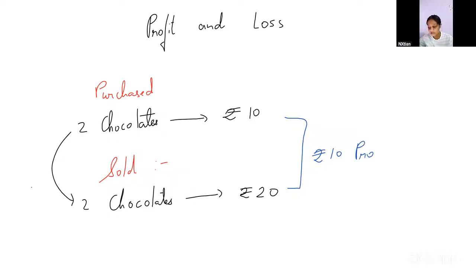Okay, this is known as profit. Profit is when my selling price is more than cost price. What is selling price and cost price here? I bought the chocolates for rupees 10. So this rupees 10 is mine. I bought the chocolates, which means I paid how much to buy chocolates? 10 rupees. This is the cost. So this will be cost price.